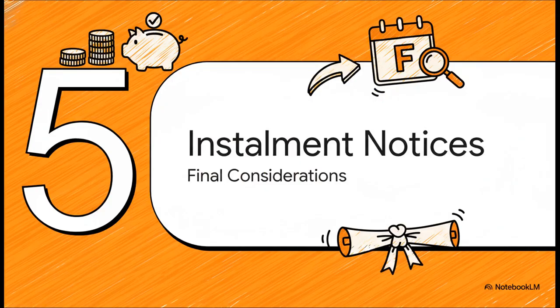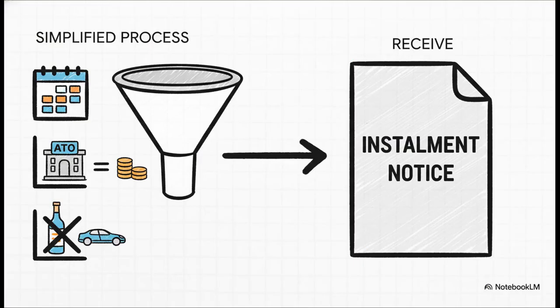In our final section, we will discuss installment notices, an alternative to the full BAS, and then summarize our key findings. According to the source material, some businesses may receive an installment notice instead of a BAS. The conditions for this are threefold. The business must report and pay quarterly, it must use the fixed installment amounts provided by the ATO, and it must have no other taxes or credits to report. It is a simplified reporting mechanism.